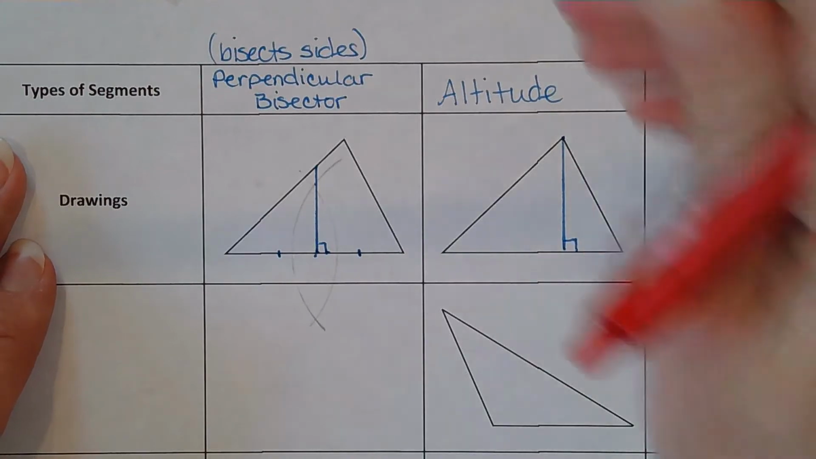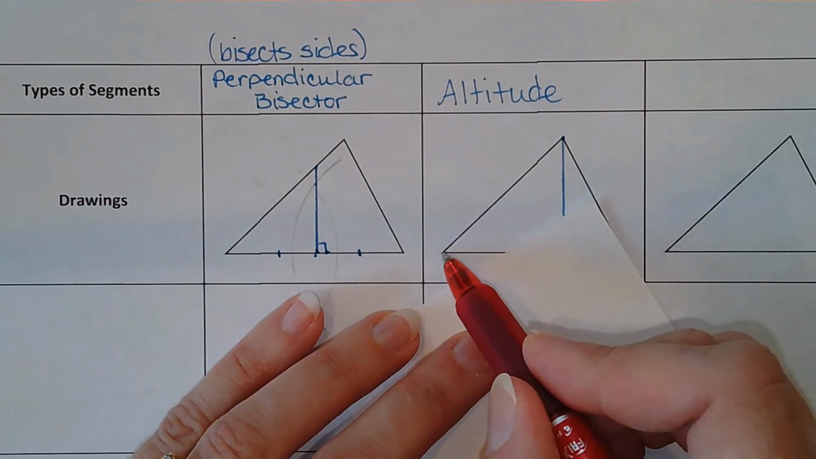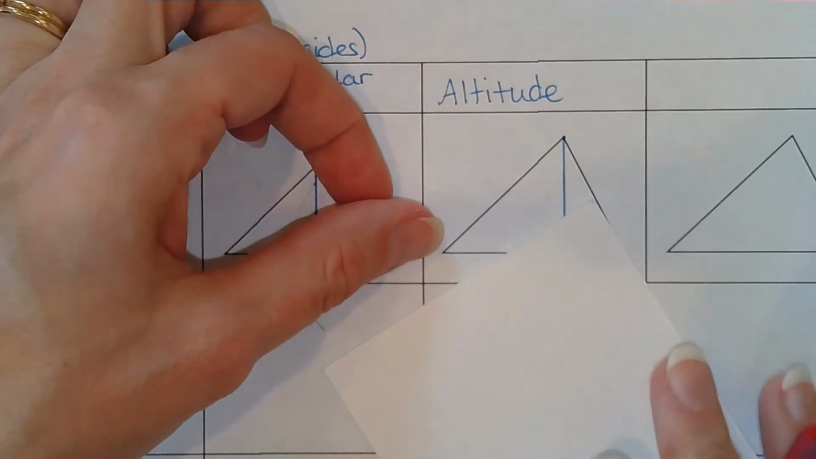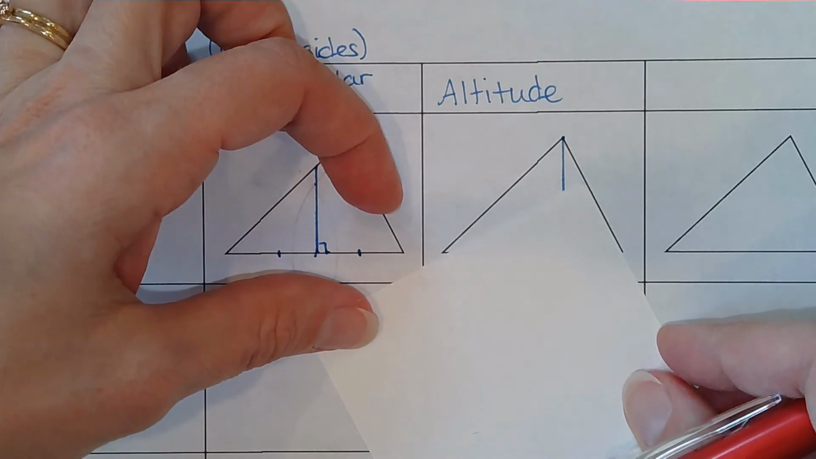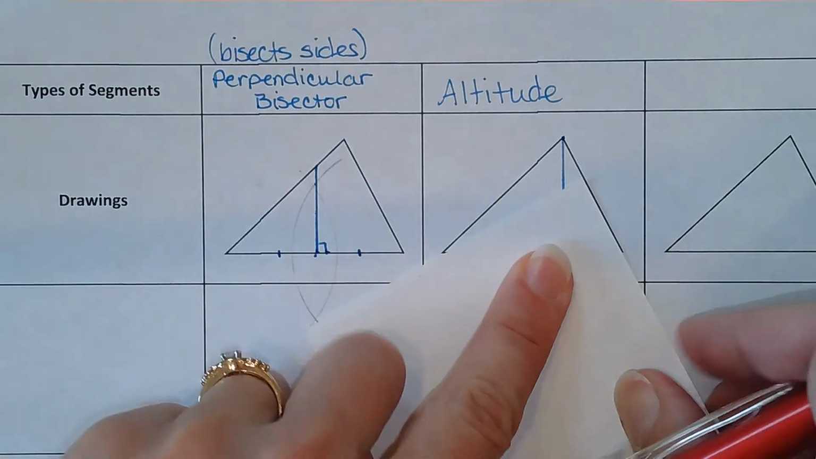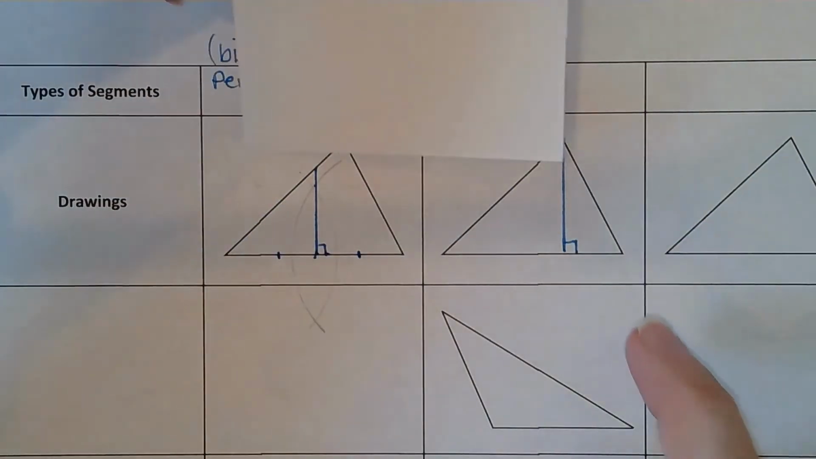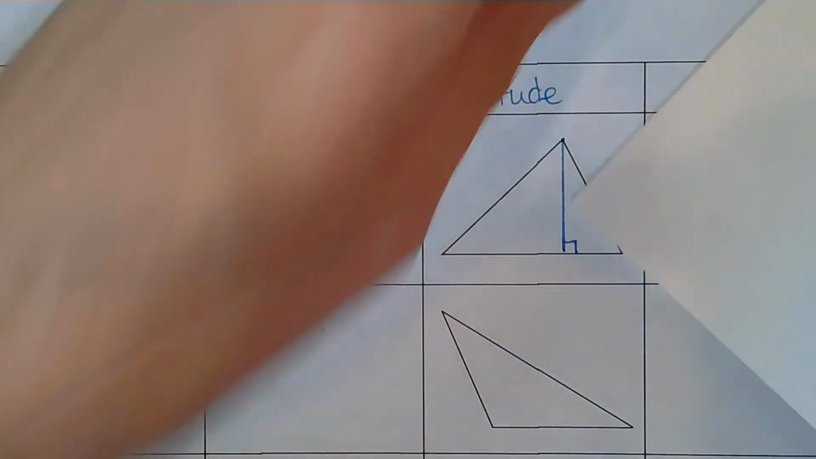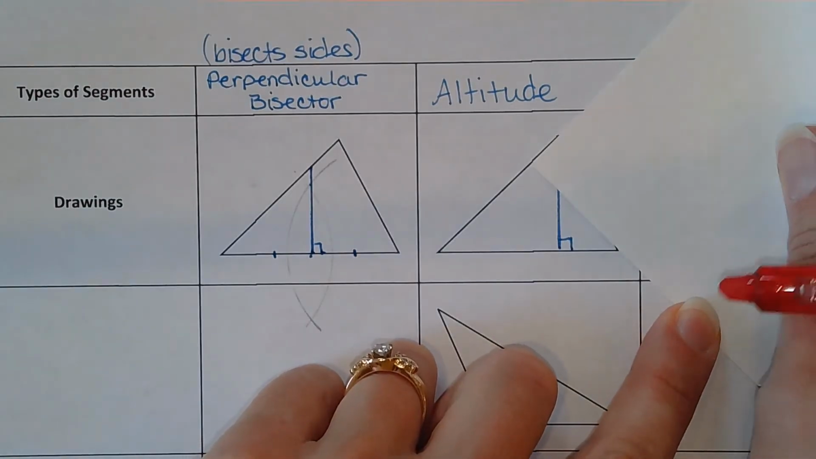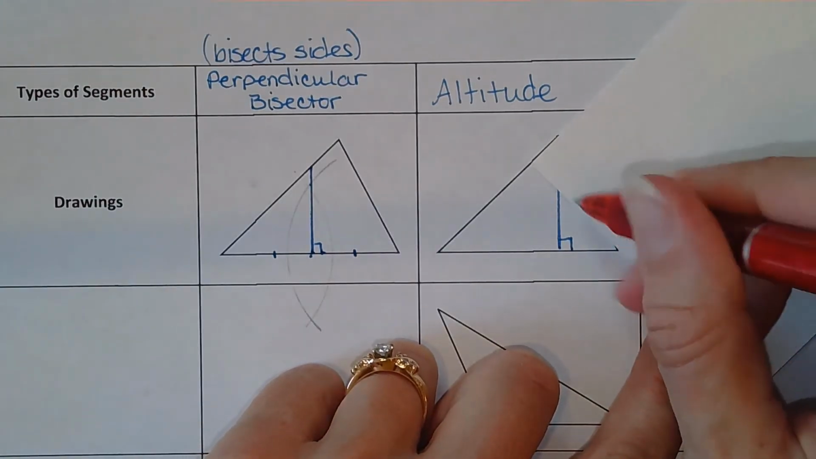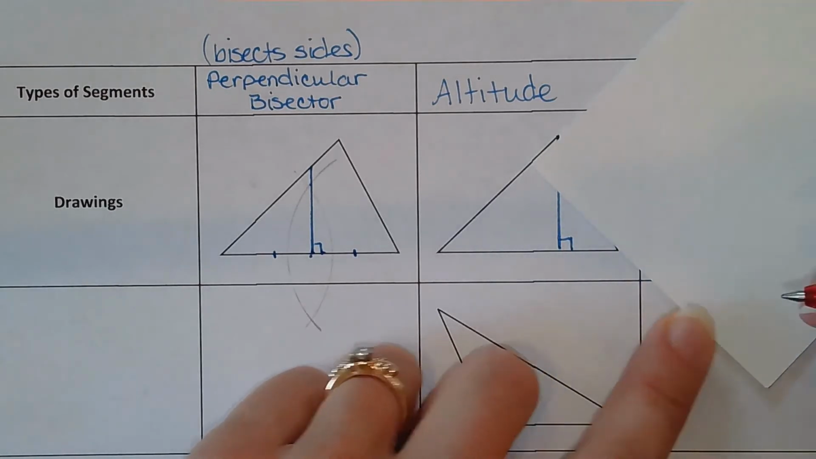Now I can do that from each side and each vertex. So I could do it from this vertex right here and line up my note card with that opposite side, right? And I could draw that in, and I'd have another altitude. And same thing here. Again, I want to line up that note card with that vertex and perpendicular to the other side, and I could draw that in, and I'd get all three altitudes in my triangle.